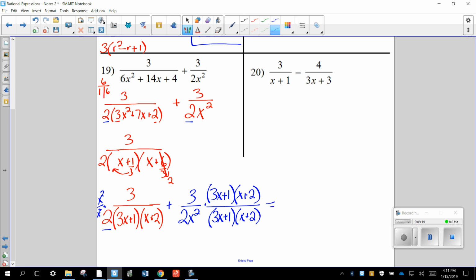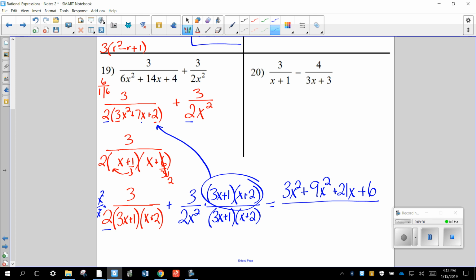So it's going to give me a 3x squared plus, let's multiply here. So this has already been multiplied out. It's right up here. No need to do it again. So I've got 3 times 3x squared. That gives me 9x squared. I have 3 times 7x. It's 21x. And 3 times 2. It's plus 6. All of that over 2x squared times 3x plus 1 times x plus 2.